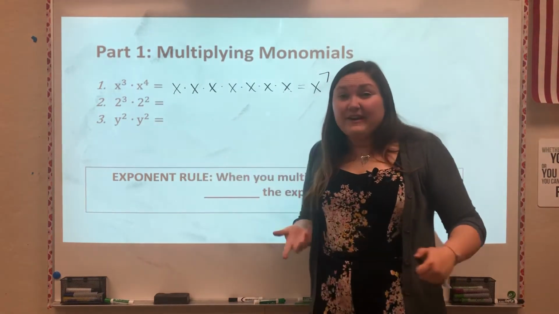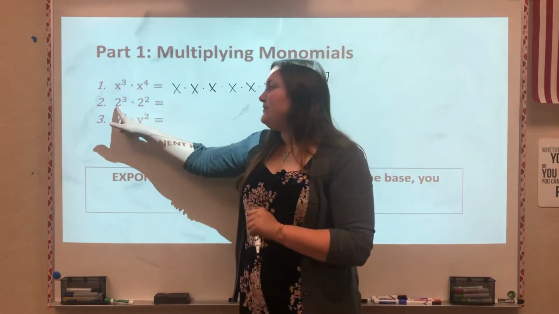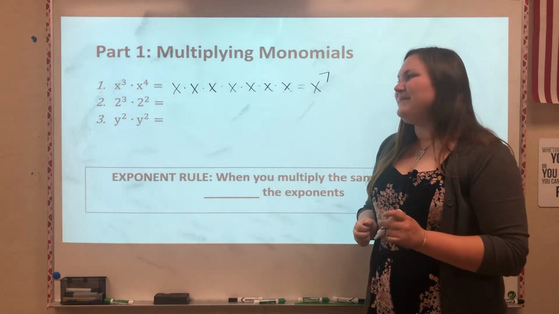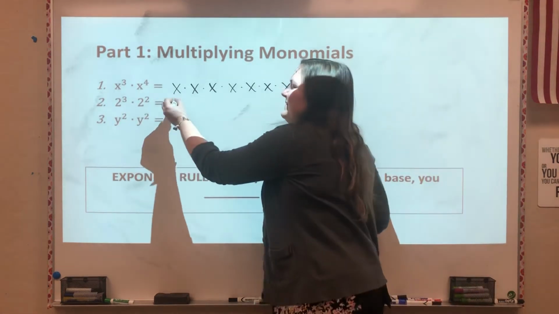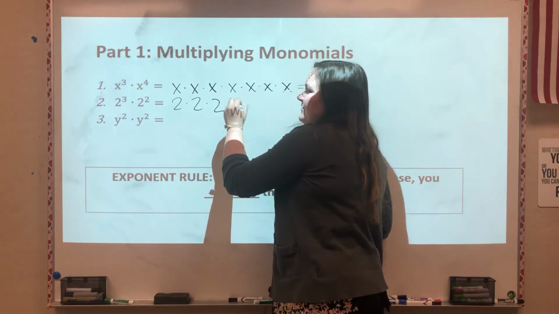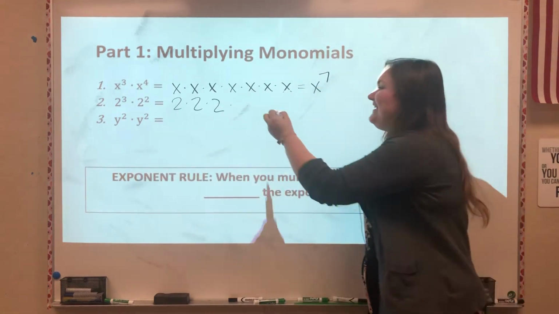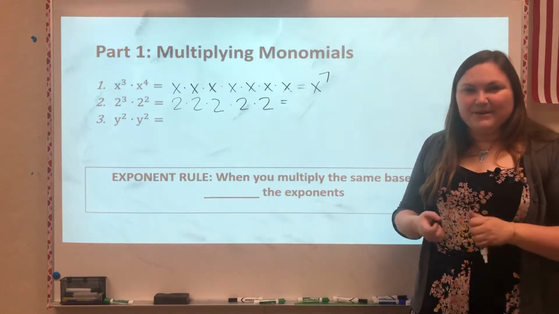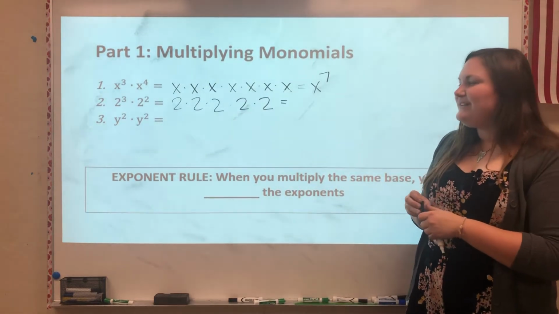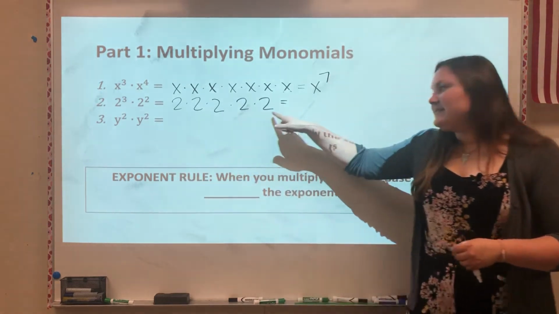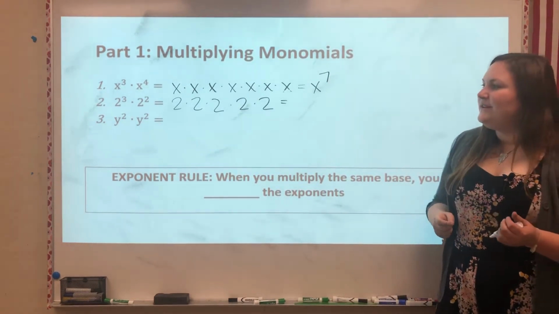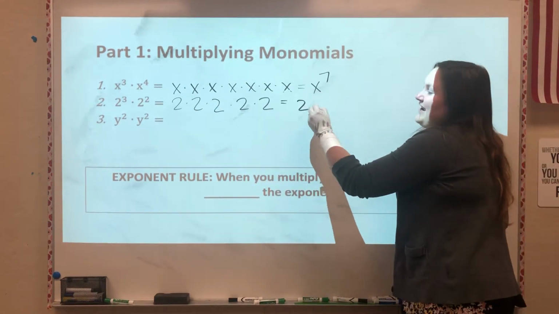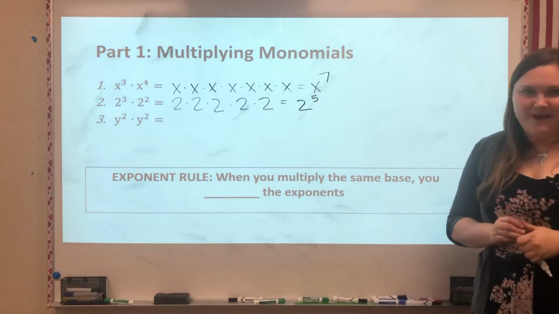This time, instead of a variable as the base, I've got the number 2. I've got 2 cubed times 2 squared. What would that look like if I did the same thing? Well, 2 cubed means 2 times 2 times 2. 2 squared means 2 times 2. I could multiply that all together and get a number, but we're trying to see a pattern with the exponents. If I wanted to write this with an exponent, what exponent would I use? Well, there's 1, 2, 3, 4, 5. I'm multiplying 2 by itself 5 times, so that would be 2 to the 5th power.